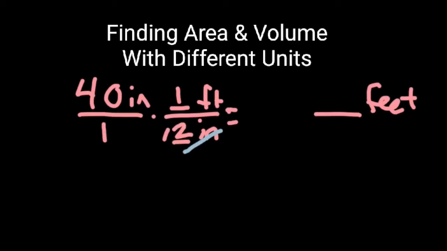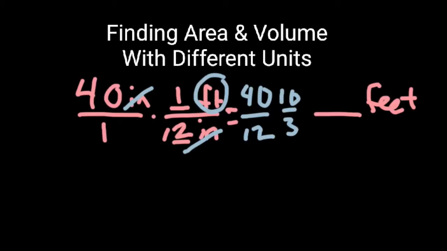Then cross off the units that are the same in the bottom and then the top. We're getting rid of the inches. We want to end up with feet. So we got 40 times 1 is 40, and then 1 times 12 is 12. And we can simplify this to 10 over 3, or 40 inches is 3 1/3 feet.